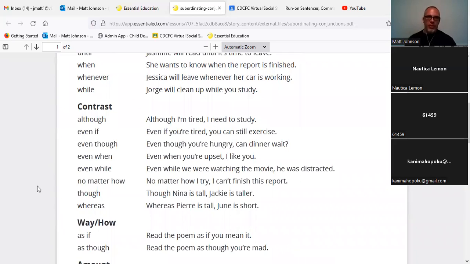Contrast, right? Same thing. Although I'm tired, it's not a complete idea. If you see the word although, you know that you're going to need an independent clause along with a subordinate clause. Although I'm tired, comma, I need to study. Although, even, though, whereas, those are adding contrast to the idea, right? The contrast is I'm tired, but I need to study. Even when you're upset, I like you.